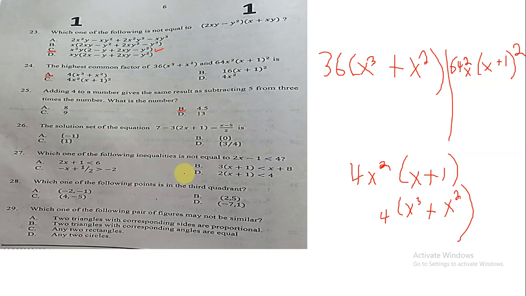Now question number 26. The solution set of the equation 7 minus 3 times 2x plus 1 is equal to x minus 5 over 2. Here, multiply negative 3 by 2x and negative 3 by positive 1, then collect the like terms together, then cross-multiply with x minus 5 over 2. Then collect the like terms together again, and you will find choice C, which is 1. Okay, in question number 27.